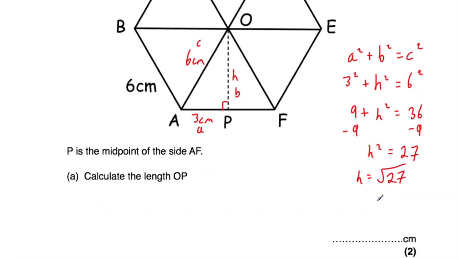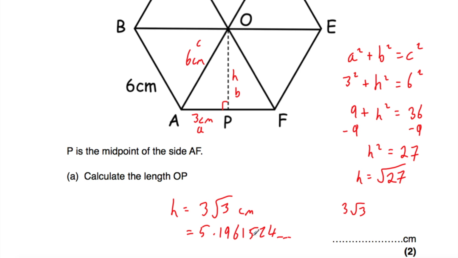So let's work out the square root of 27. H is equal to 3 root 3 centimeters. So from O to P, the length of that line would be 3 root 3 centimeters. Or if you wrote it as a decimal number, H is equal to 5.1961524 and so on centimeters. Here we could write 3 root 3 centimeters. So 3 root 3 would be a perfect answer.